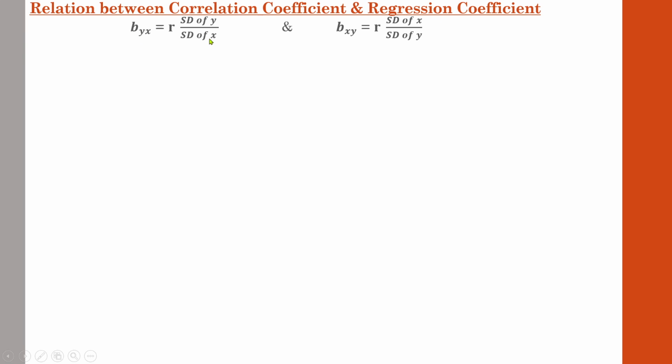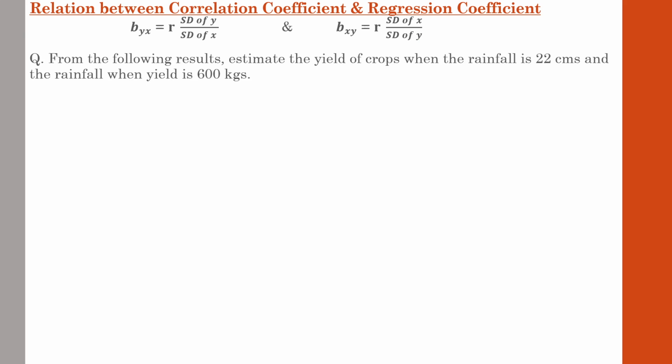So this is the case of byx, whereas bxy is the same situation: r into standard deviation of x, since in bxy the first one is x, divided by standard deviation of y. So this is the equation for finding regression coefficient when correlation and standard deviation are given. Let us deal with a question relating to the same category. From the following results, estimate the yield of crops when the rainfall is 22 centimeters, and the rainfall when the yield is 600 kilograms.